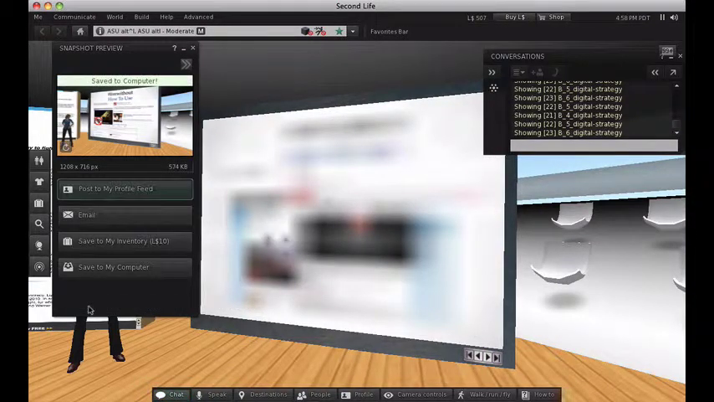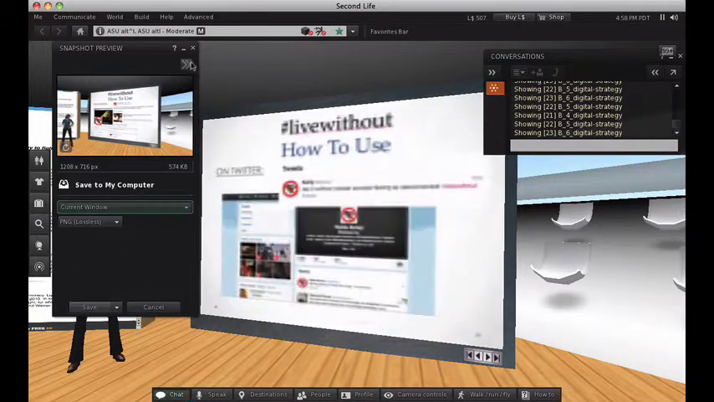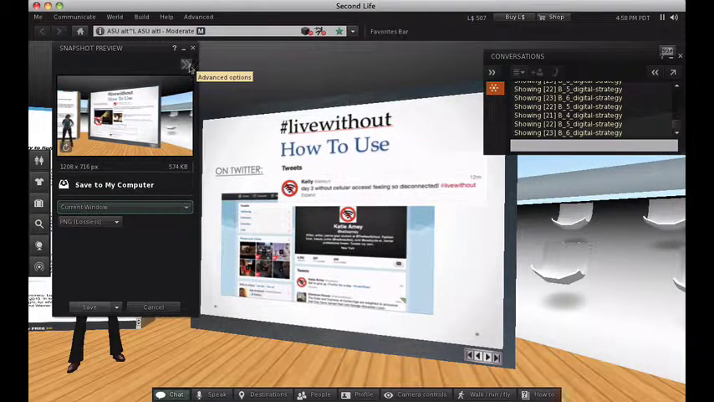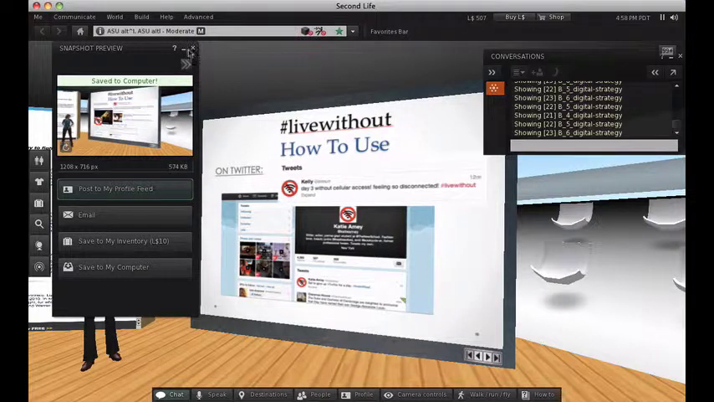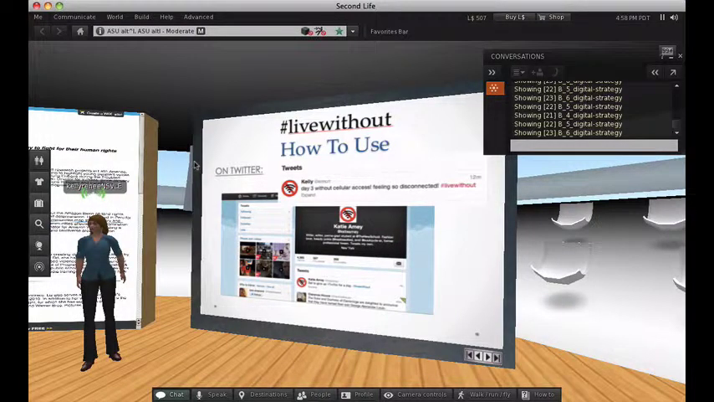So again, this is our example for Twitter. For Twitter, I just did a very simple post hashtagging the Live Without campaign. This is a mock-up that I would be living without my cell phone for going on the third day. As you can see in the background, Katie also changed her profile photo as well.